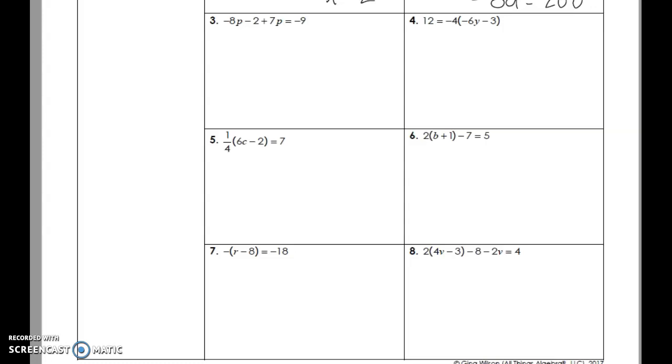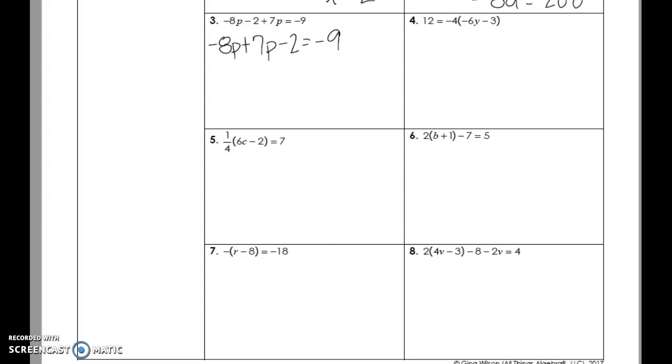Let's look now at number 3. Here we can see that we do not have the distributive property, so again, we're going to combine like terms. I'm going to rewrite my problem with my like terms. So I have negative 8p plus 7p minus 2 equals negative 9.